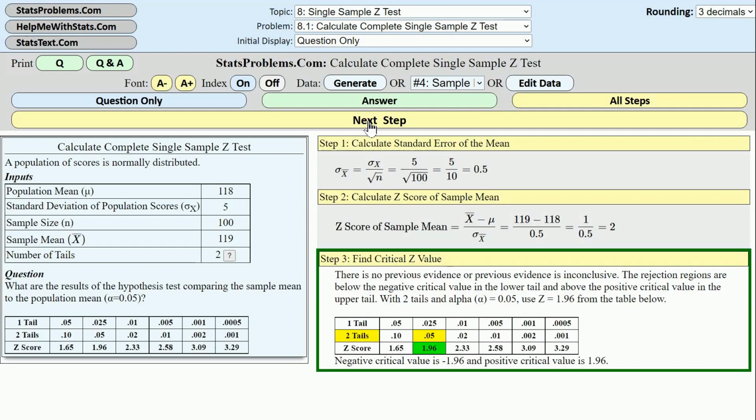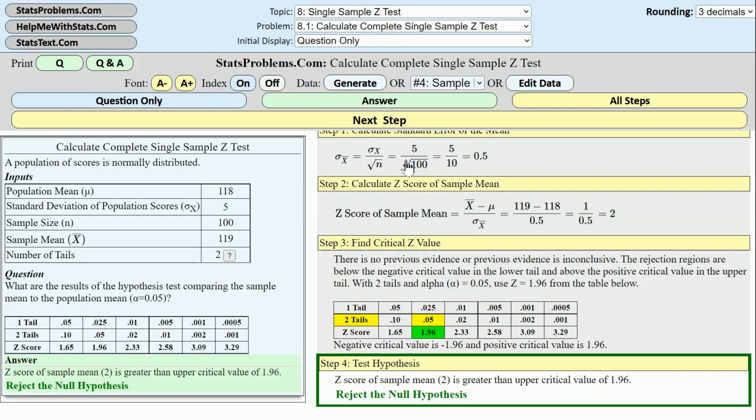In Step 3, we find the critical z-values. There is no previous evidence, or previous evidence is inconclusive. The rejection regions are below the negative critical value in the lower tail and above the positive critical value in the upper tail. With 2 tails and alpha equals 0.05, use z equals 1.96 from the table below. Negative critical value is minus 1.96 and positive critical value is 1.96.